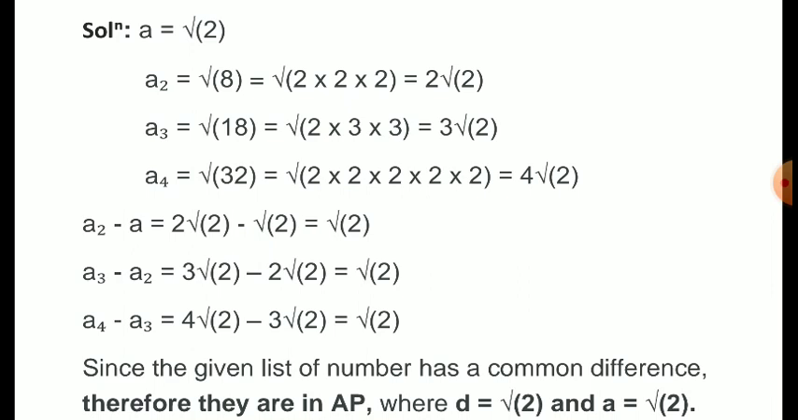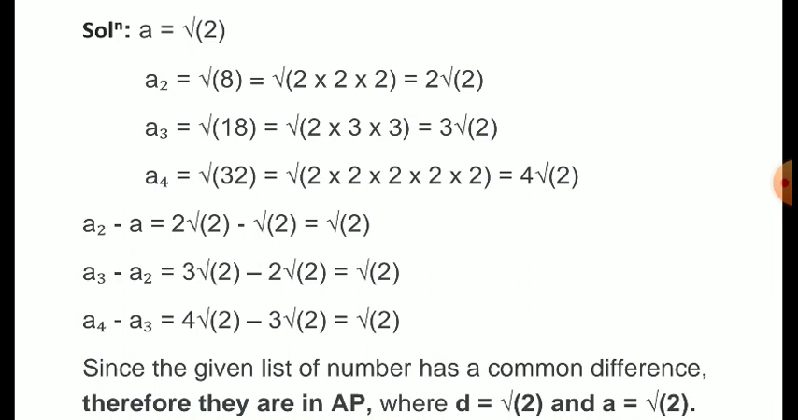Then we come to the fourth term. The fourth term, a4, is root 32. If you factorize 32, it can be 2 into 2 into 2 into 2 into 2. That means in power notation, it will be 2 to the power 5. Or in the perfect square form, 2 square into 2 square into 2. Then if you convert it to mixed radical, it will come to 4 root 2. So root 32 can be converted into 4 root 2. That is the mixed radical of root 32.